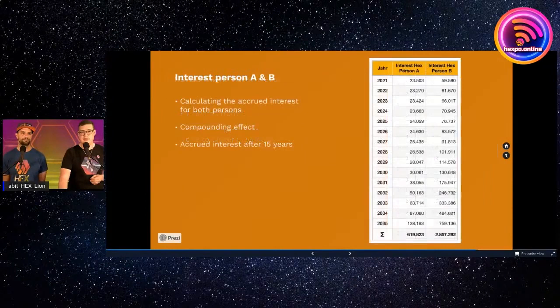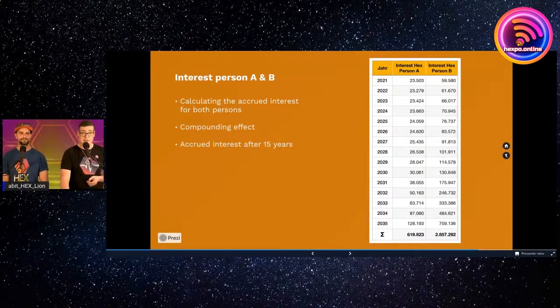Yes. Perfect. So then the next chart, the interest for person A compared to person B. Here we calculated all the accrued interest for both persons. This shows the compounding effect. It's only the interest that we show here, not the principal. What you see here is the accrued interest after 15 years for person A and for person B. Person A, after 15 years of compounding their HEX, will have about 620,000 HEX, and person B will end up with about 2,860,000 HEX.